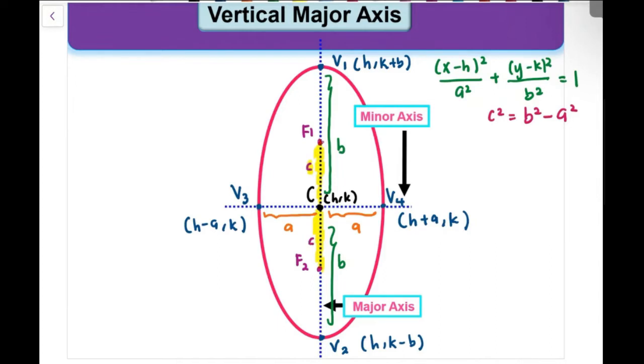So now, coordinate for foci, ingat, H takkan bergerak sebab X takkan bergerak. So H, K plus C. And for F2, we would have H, K minus C. Alright. So that's all 7 points on ellipses. So kita kena ingat kat situ lah. Where is A? Where is B? How to find C? And then from there, we know the center. And we can allocate all 4 points of vertices and 2 points of foci.